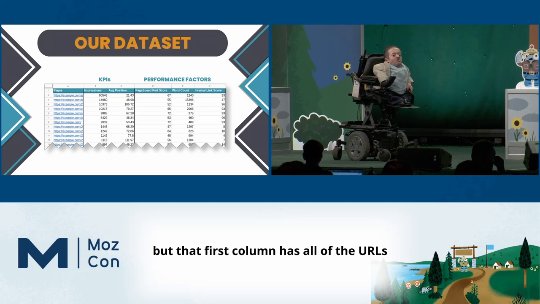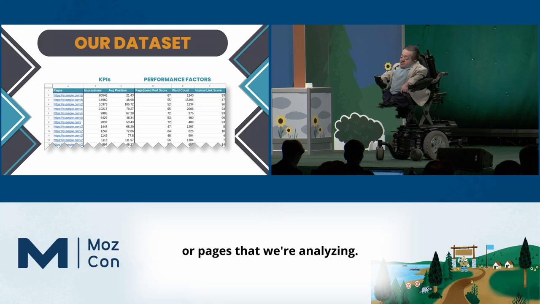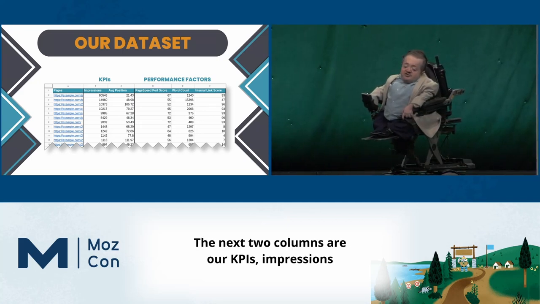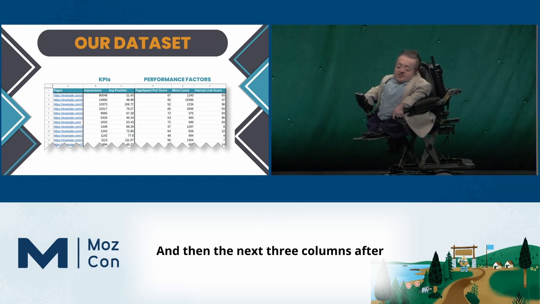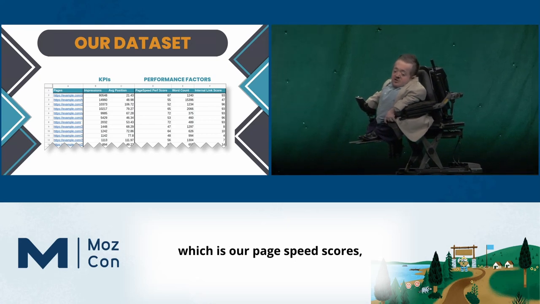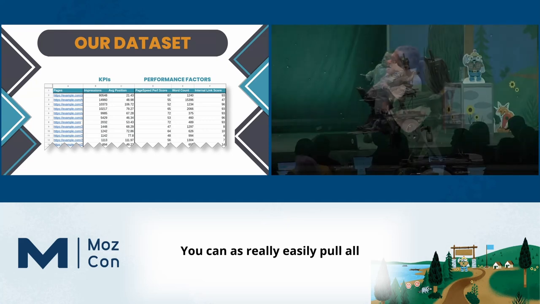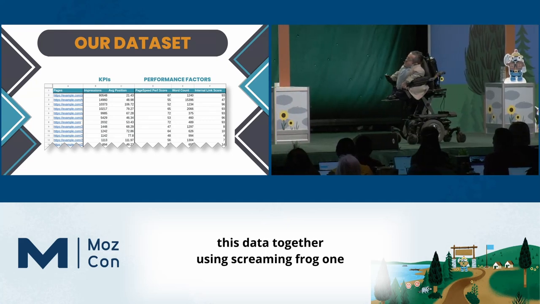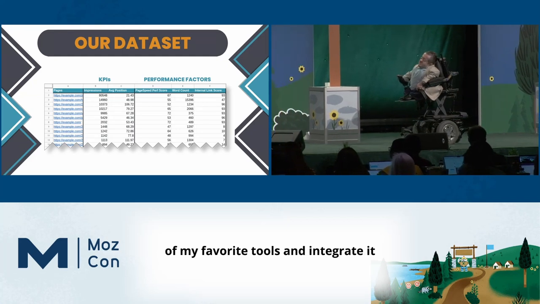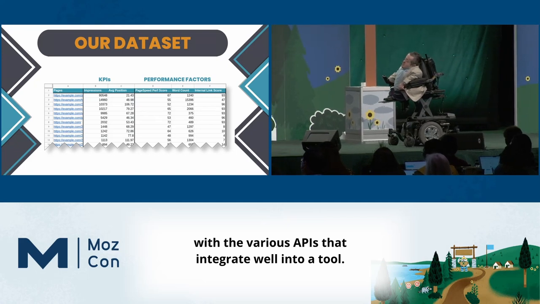But that first column has all of the URLs or pages that we're analyzing. The next two columns are our KPIs, impressions, and average positions. And then the next three columns after that are our performance factors, which is our page speed scores, word count, and internal linking scores. You can really easily pull all this data together using Screaming Frog, one of my favorite tools, and integrate it with various APIs that integrate well into the tool.